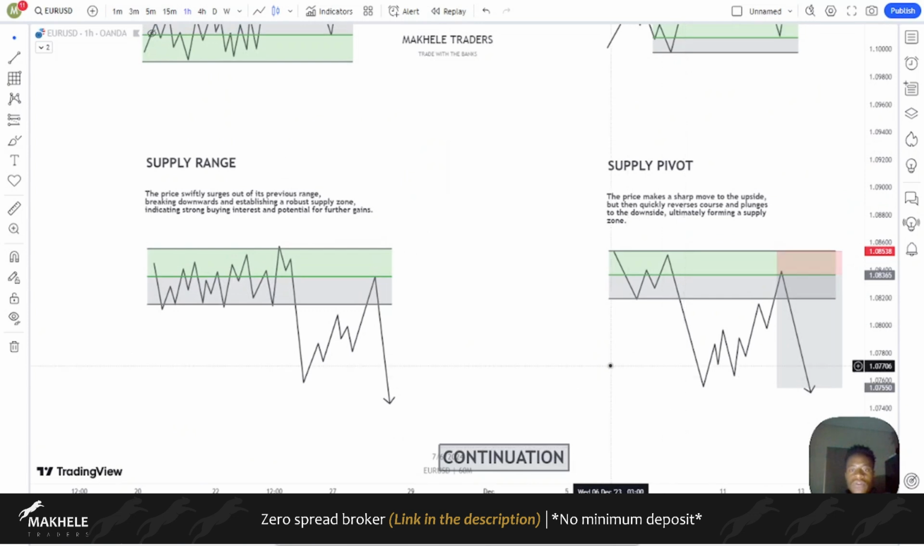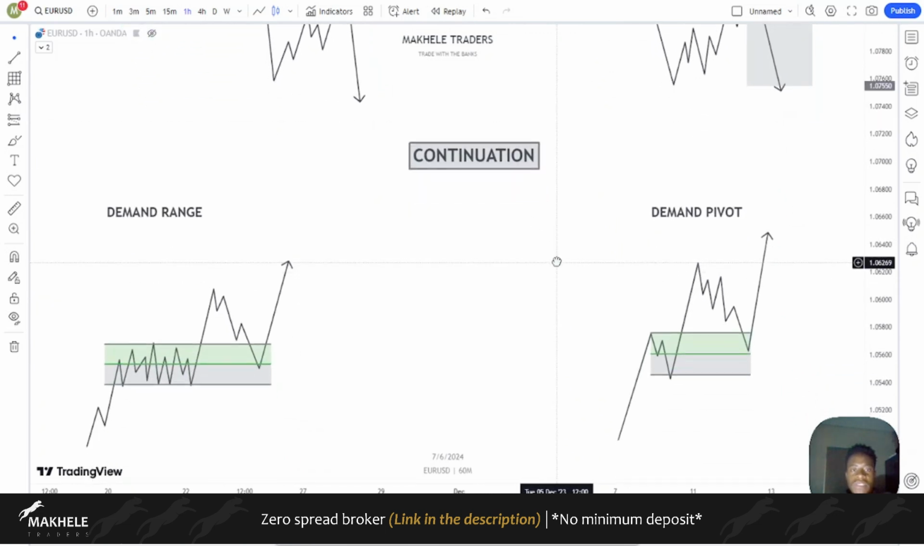Hope you all understood. So as much as we have demand and supplies, we also have things called continuations and reversals. So in this video, I want to help you guys identify whether the market is in a continuation or it's in a reversal trend. So let's go. First, we'll start with the continuation.